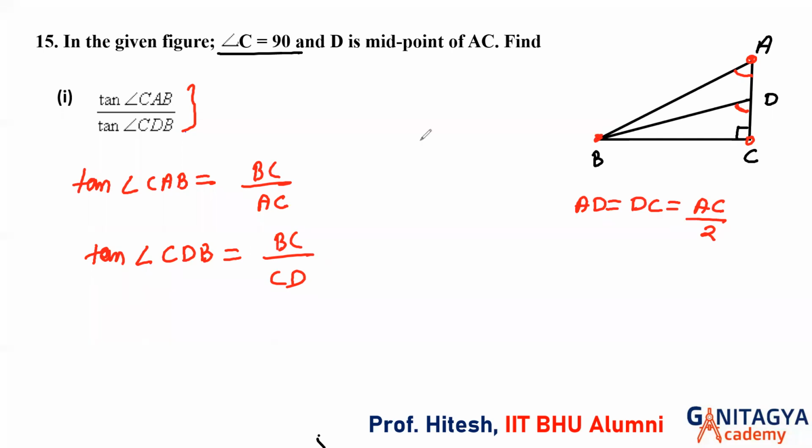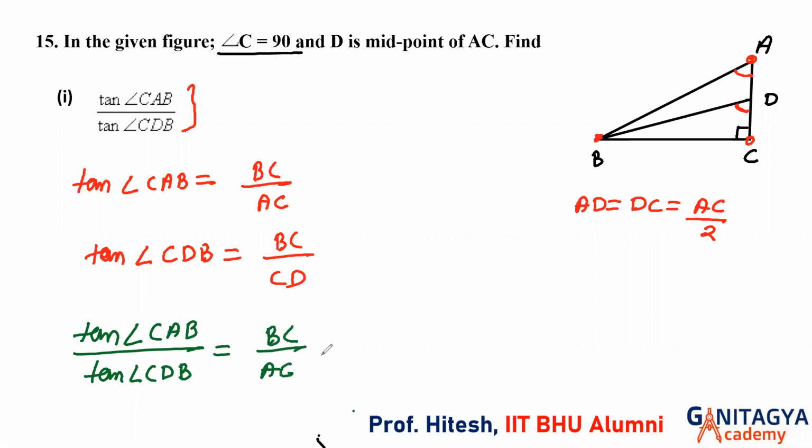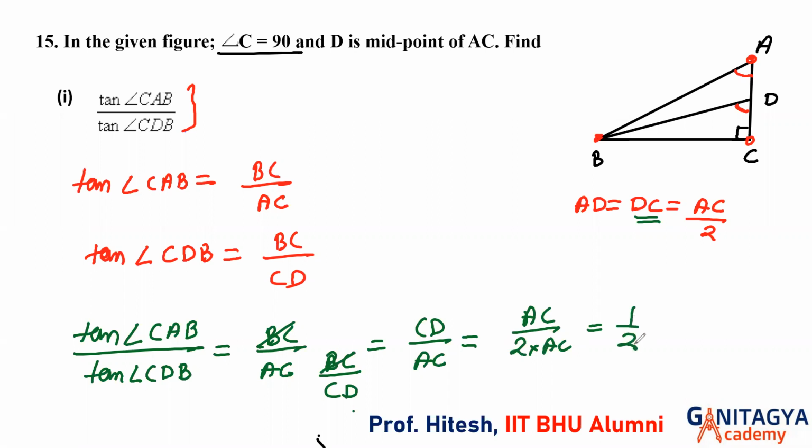So now let me take ratio, tan angle CAB upon tan angle CDB equal to BC upon AC divided by BC upon CD. So BC cancel, it will be CD upon AC, and CD is given by AC upon 2 and AC, so it will be 1 by 2. This is the very easy answer. Yes, perfect, correct one.